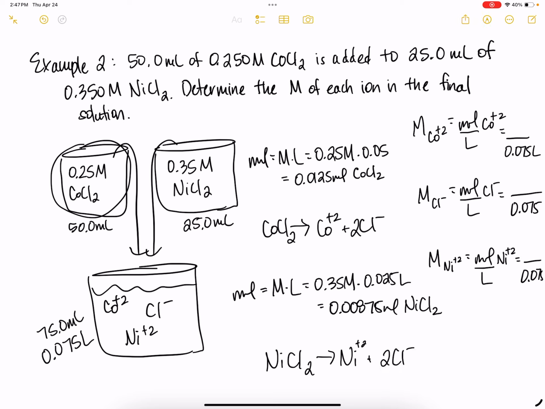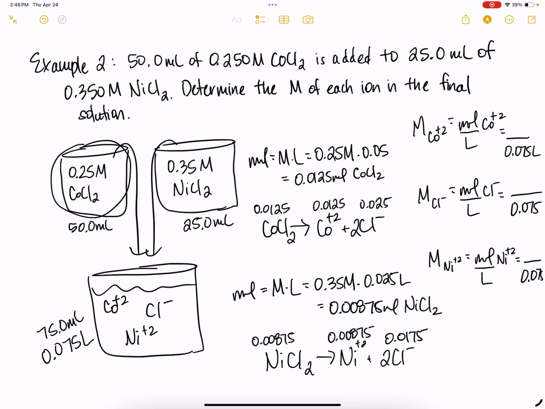Now that I have my moles of both whole substances, I can use my ratios to figure out the rest. If this is 0.0125, this is also 0.0125, and the chloride ion moles are, of course, double because of the 1-to-2 ratio. We can do the same thing with the nickel chloride and play the same game, saying that this is a 1-to-1-to-2 ratio.